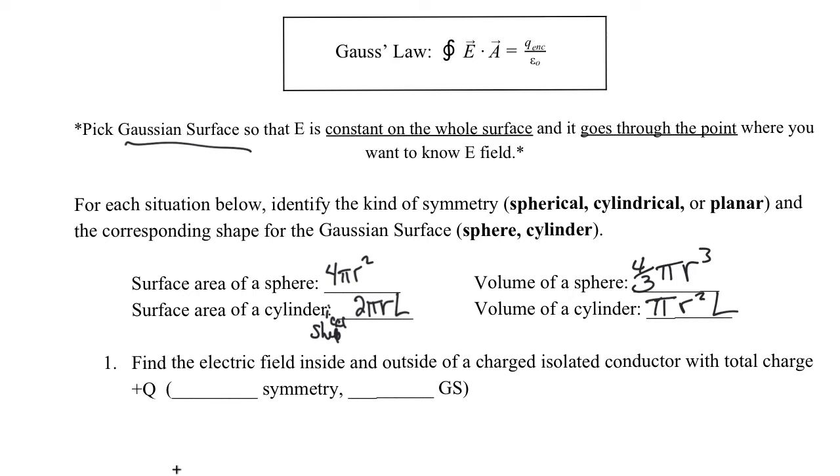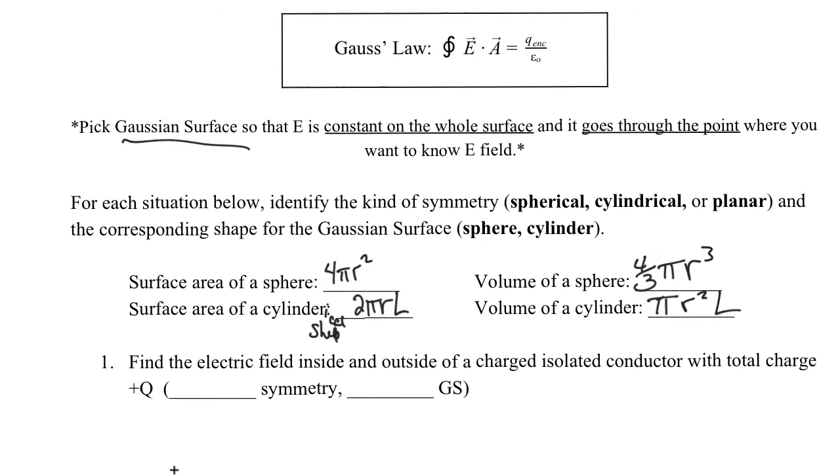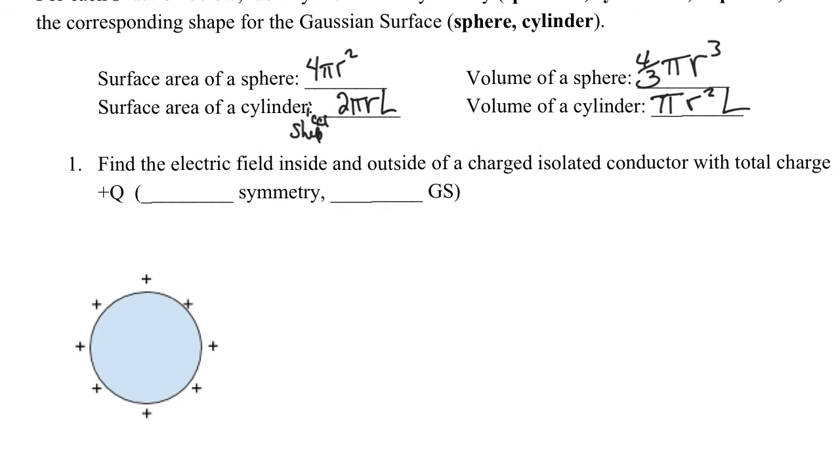Okay, so the first question is find the electric field inside and outside of a charged isolated conductor with a total charge plus Q. So the first thing we need to do is say what kind of symmetry it is. It is spherical symmetry, so therefore we need a sphere as our Gaussian surface.